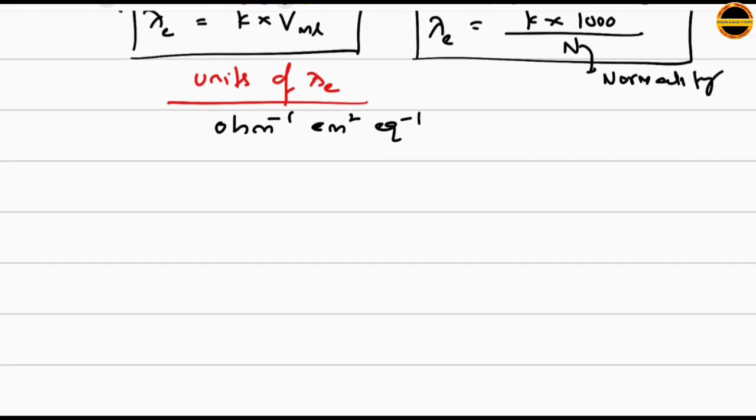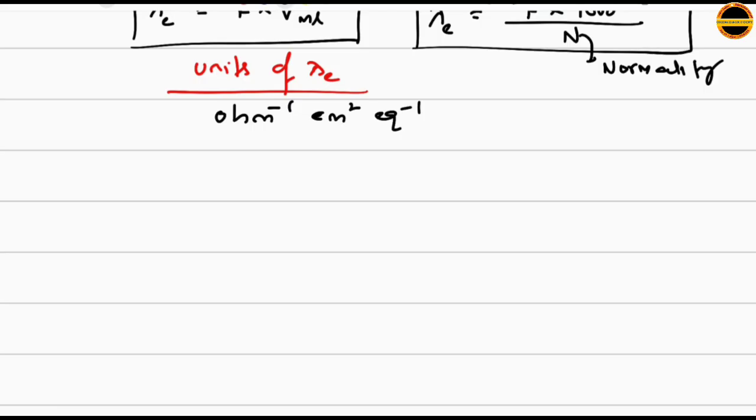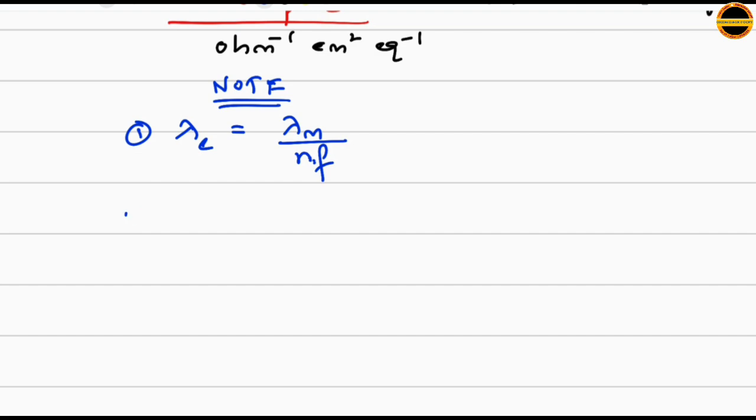Okay. Next, write one simple note. There is a relation between equivalent conductivity and molar conductivity. Equivalent conductivity is molar conductivity by valency factor, or n factor, both are the same. And we know the degree of dissociation alpha is equal to molar conductivity at concentration C by molar conductivity at infinite dilution.